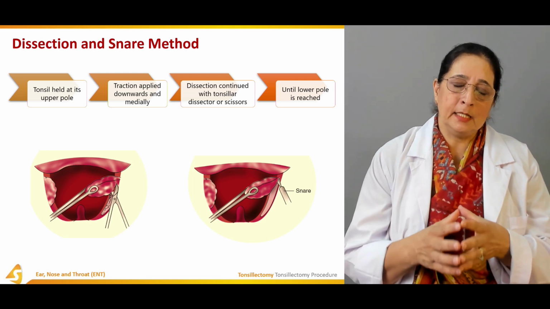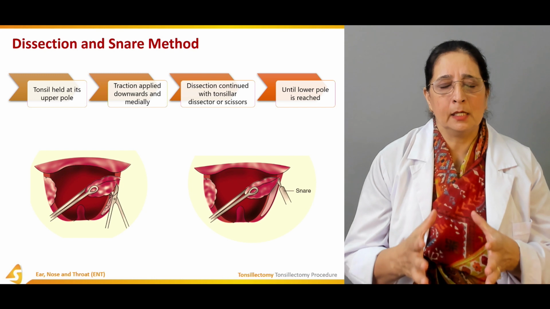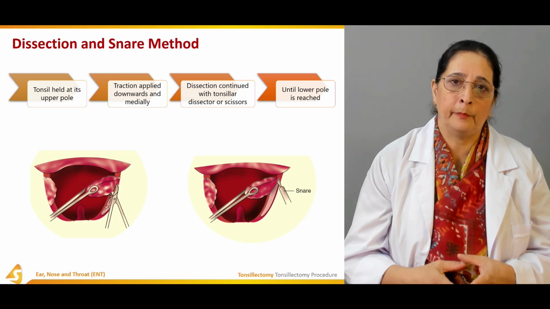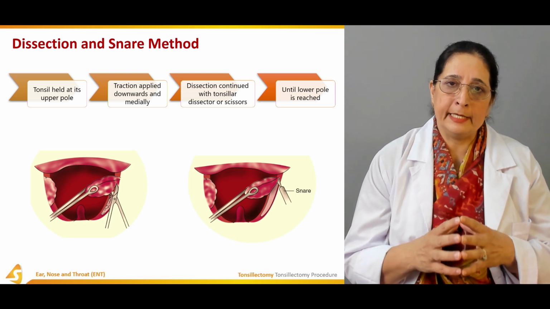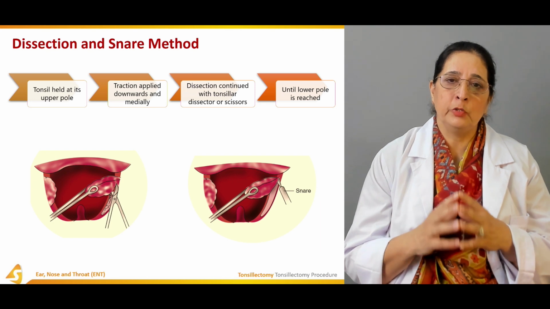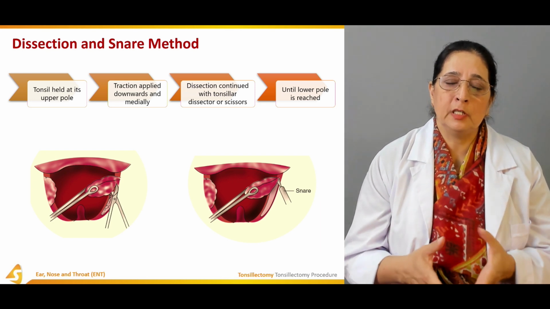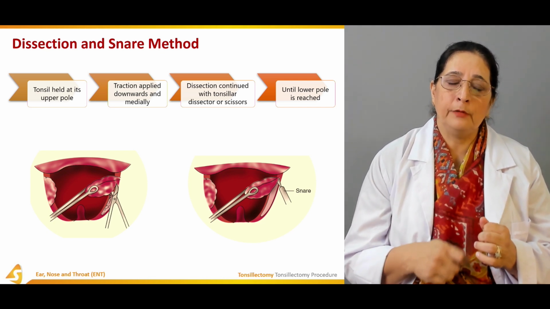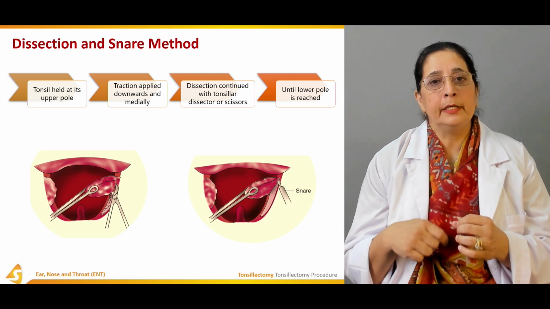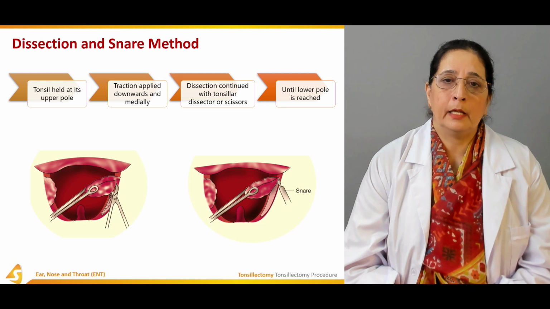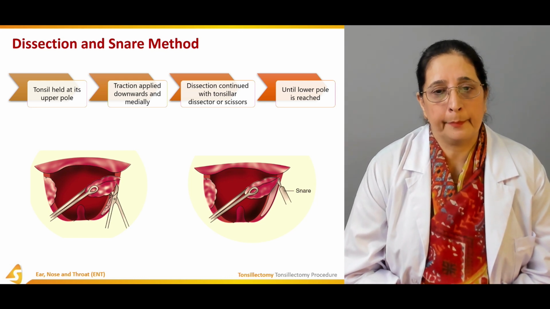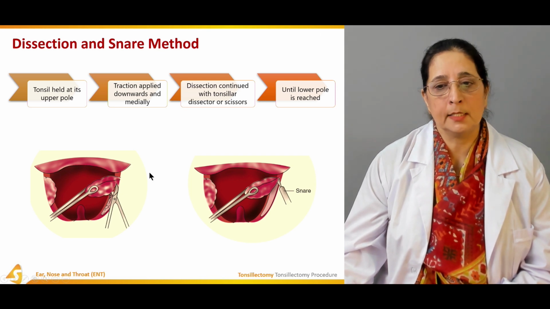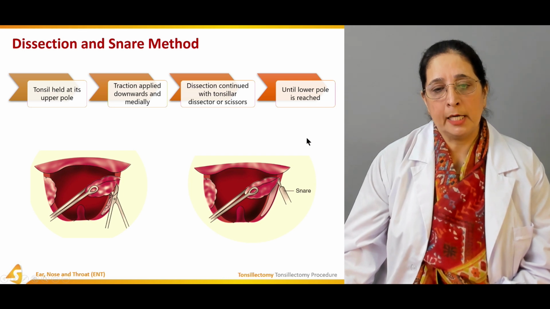Tonsillectomy is not a very complicated surgical procedure. It's a simple procedure, and a lot of tonsillectomies are performed. The Boyle-Davis gag is introduced and kept in place, and then the procedure is performed through that. The tonsil is held with the forceps, then the incision is given, and then it is pulled and slowly separated. Dissection is continued with the tonsillar dissector or scissors until the lower pole is reached.